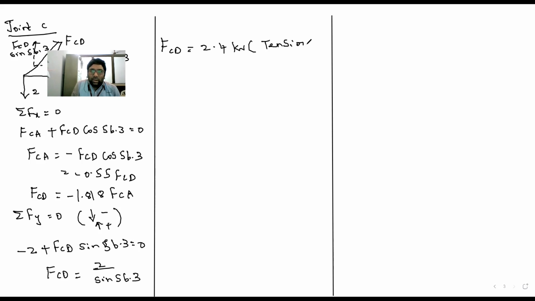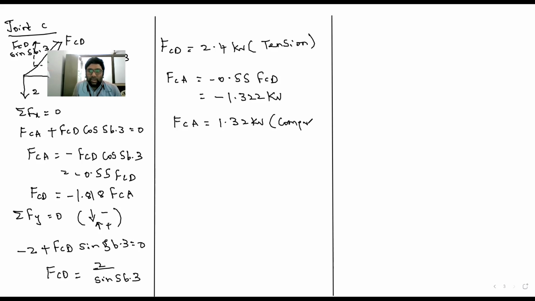Now, we already know the relation between FCD and FCA. FCA is equal to minus 0.55 FCD, so multiplying by 0.55 you will get minus 1.32 kilonewton. That means FCA is 1.32 kilonewton. Compression or tension? Compression. So this is how we have to solve it for joint C.